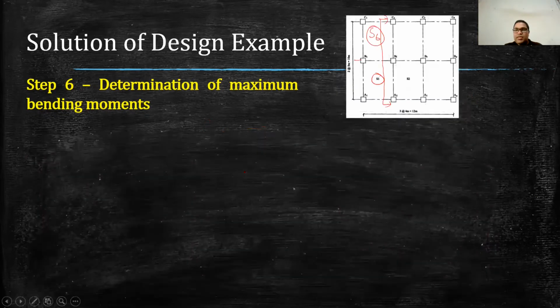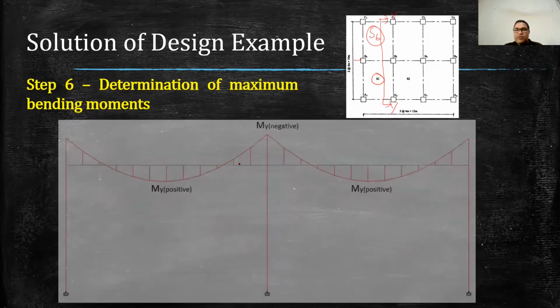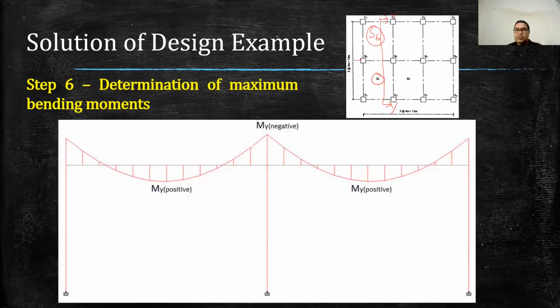Now along the longer span, when we cut the section, say I'm naming this as section YY. If we cut section YY, then bending will look something like this. In that case, in the middle, it will be considered as MY positive, which means the mid-span bending moment along the longer span, which is MY positive.